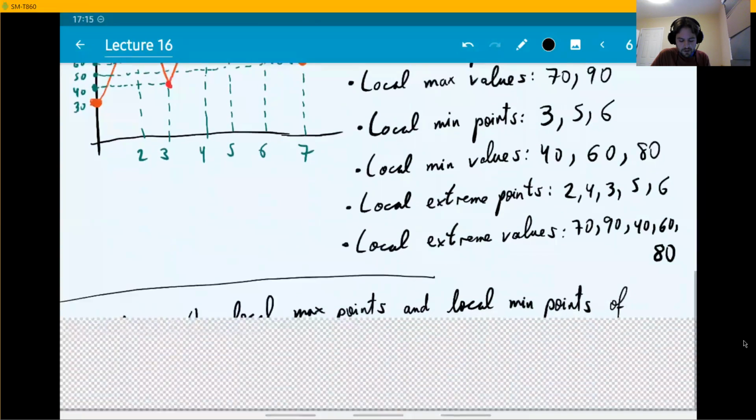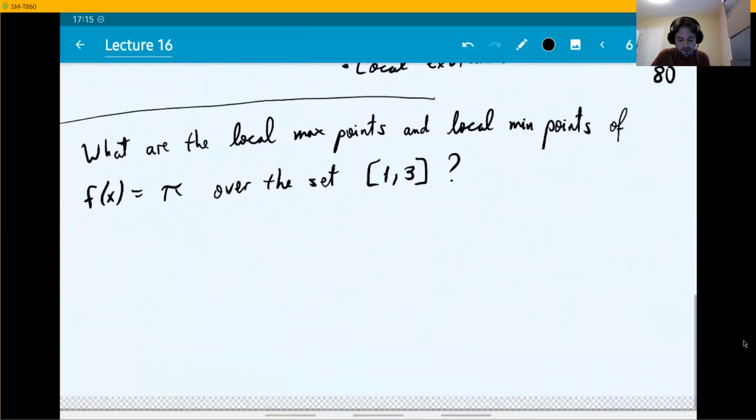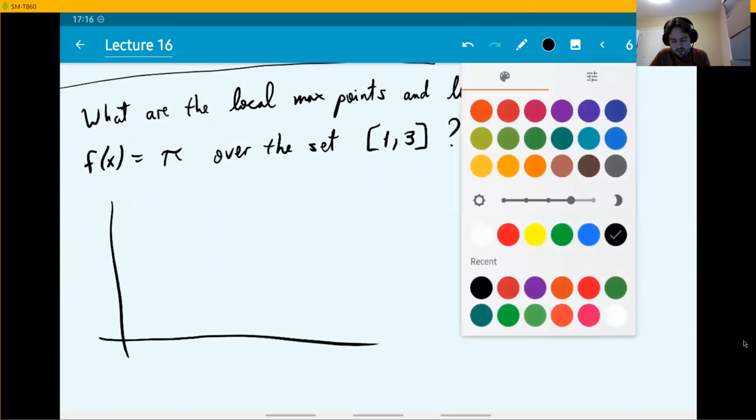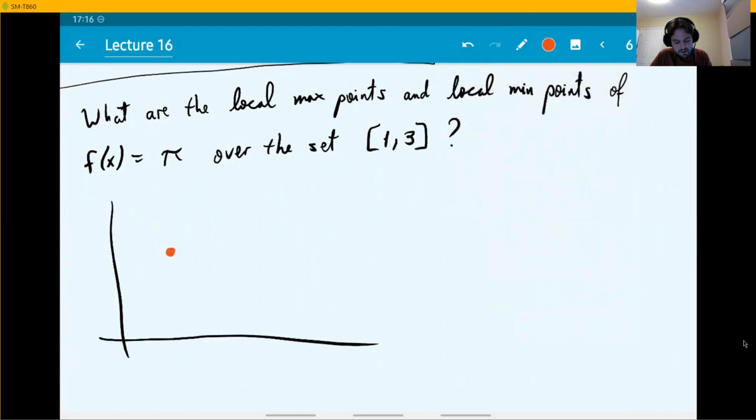In this next example here, I'm also again just giving you a function without a graph, but we're going to draw the graph. What are the local max points and local min points of the constant function f of x equals pi over the set between 1 and 3? So I'm giving you this function now. It's always pi. It's a horizontal line between 1 and 3.